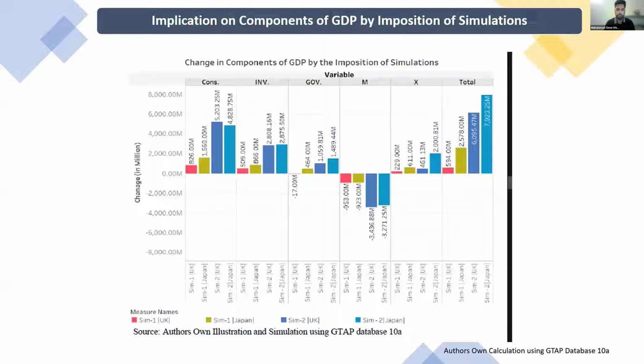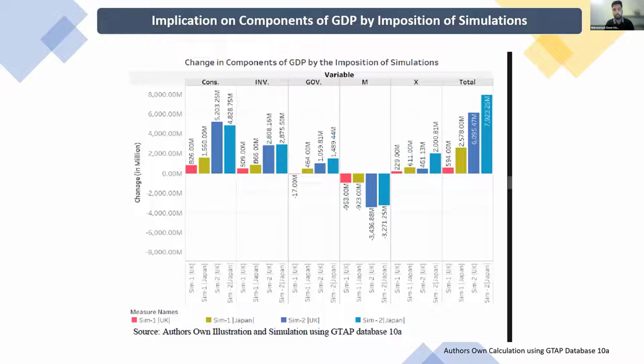So we have about 5 components of GDP. The first one reveals that it will not have that much gap or gains if simulation 1 is implemented. At the same time, if simulation 2 is implemented, then the gains would be maximum. That is, the consumption would increase for UK by 5,203 million, and for Japan it would be about 4,828.75 million. And then investment would also increase.